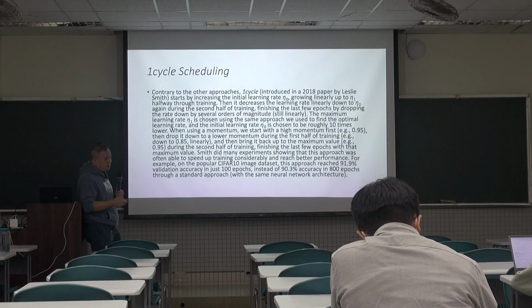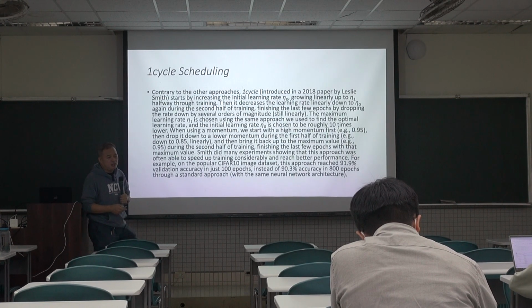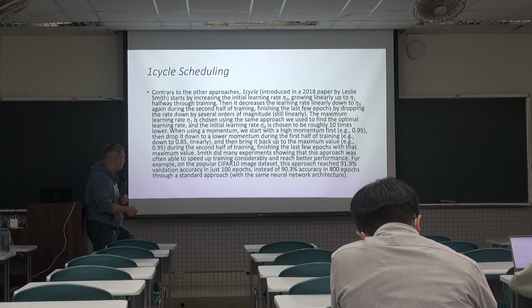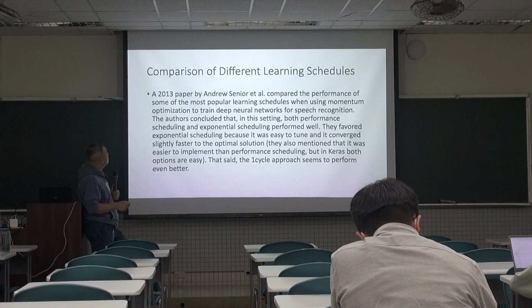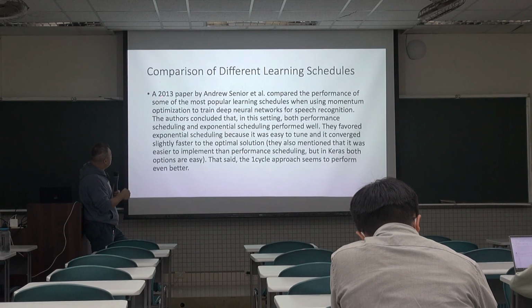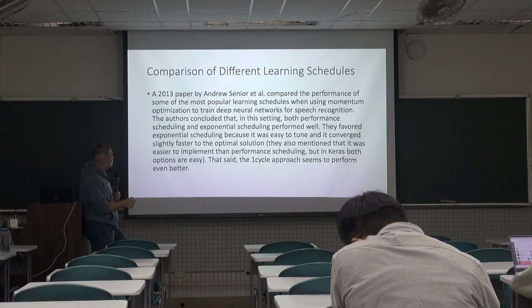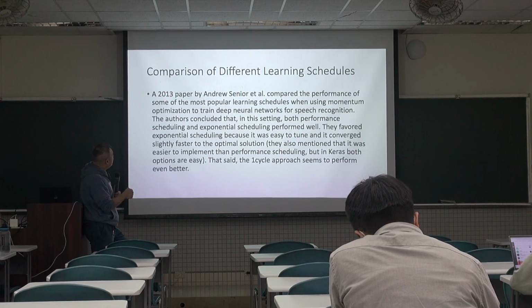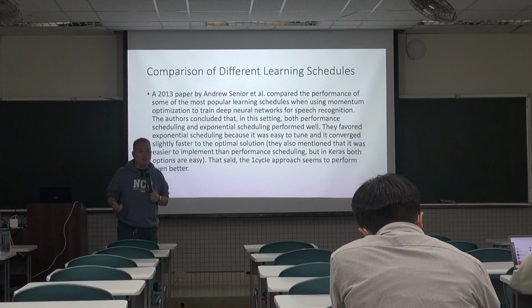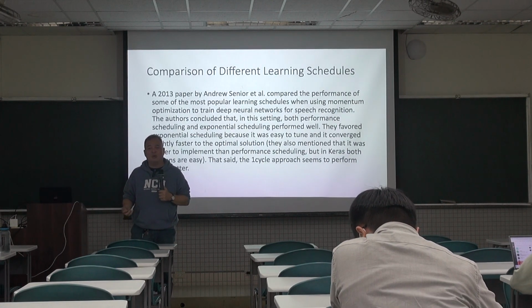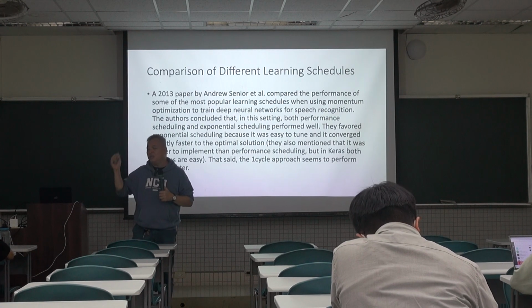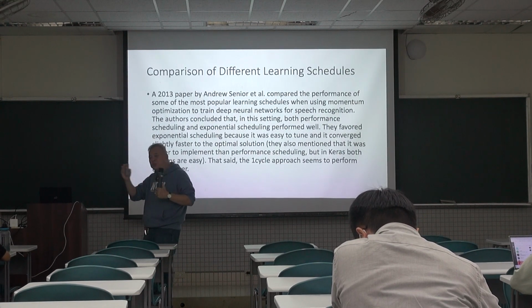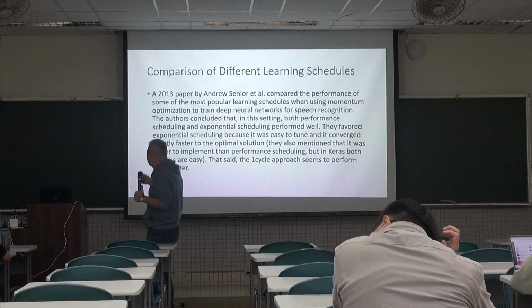The exponential scheduling is perhaps the easiest one, and you can already get pretty good performance. It also has fewer hyperparameters to tune. So there is a 2013 paper by Andrew Senior. Of course, in 2013, one cycle scheduling wasn't proposed yet. It was proposed in 2018. So in 2013, only the other 4 schedulings were considered in this paper.